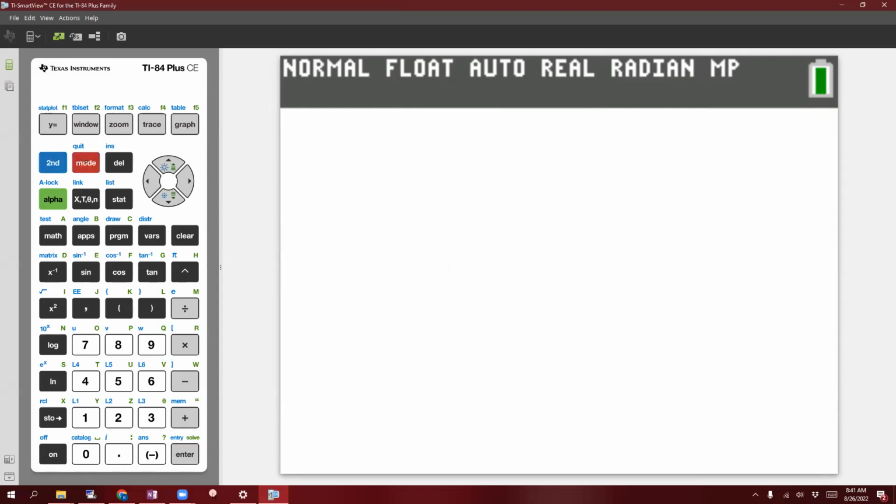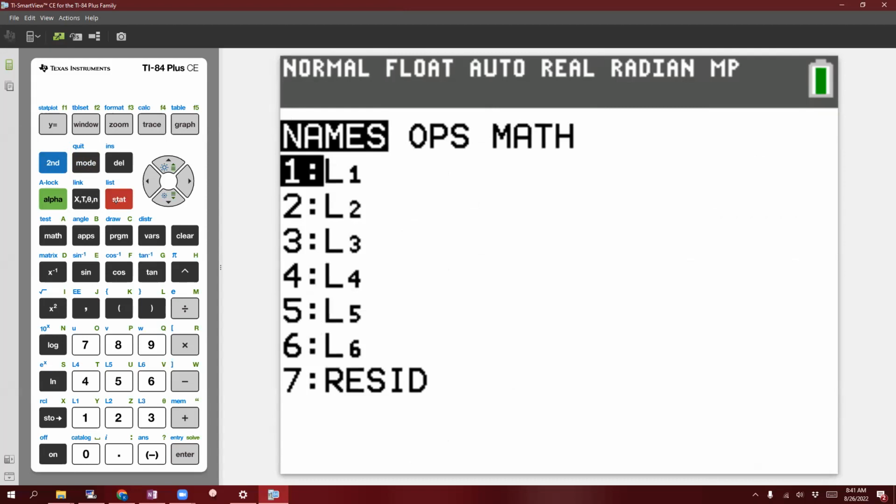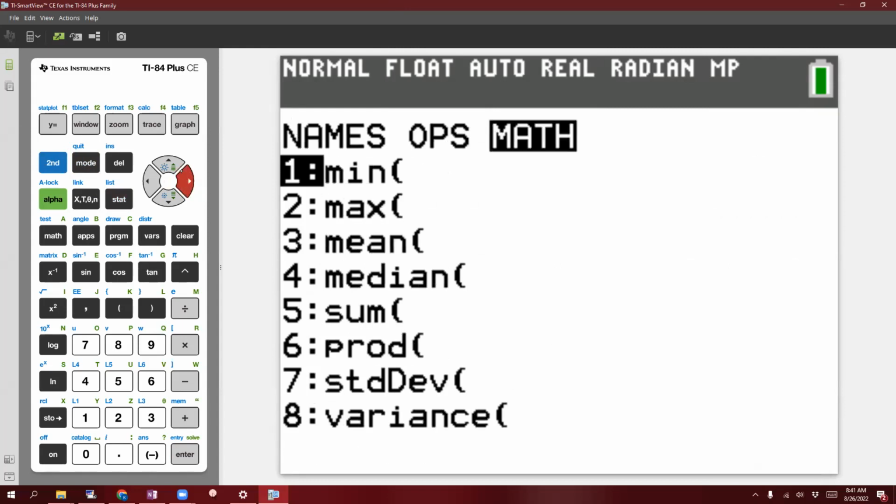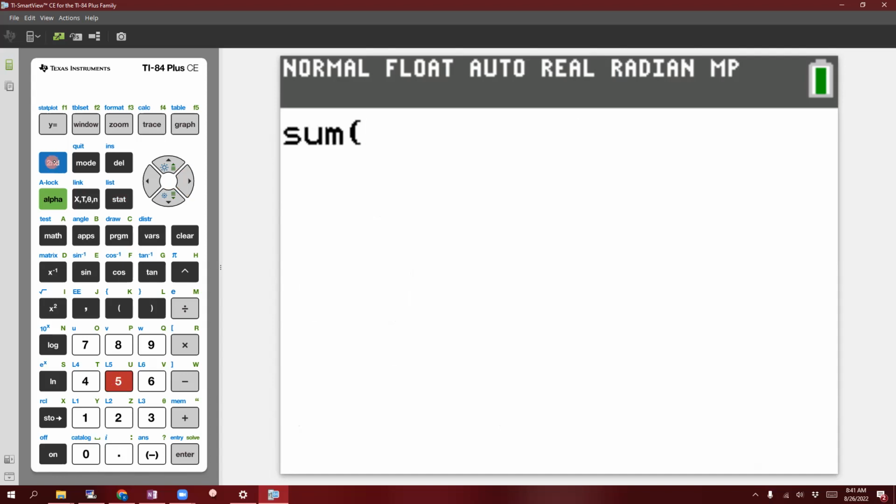So I'm going to go back to my home screen. This time, instead of the stat menu, I'm going to go to second stat, which is list. And then I'm going to go to math. In math, there's a bunch of different things you can do with lists. I can find the minimum value in the list or a maximum value in the list, a bunch of other stuff. You can find the mean, the median. Most of this stuff, mean, median, all of that, we do in our one var stats anyway, so we don't need to use this. The one thing that it's going to be helpful for is sum. So number 5. And I want to find the sum of list 3.